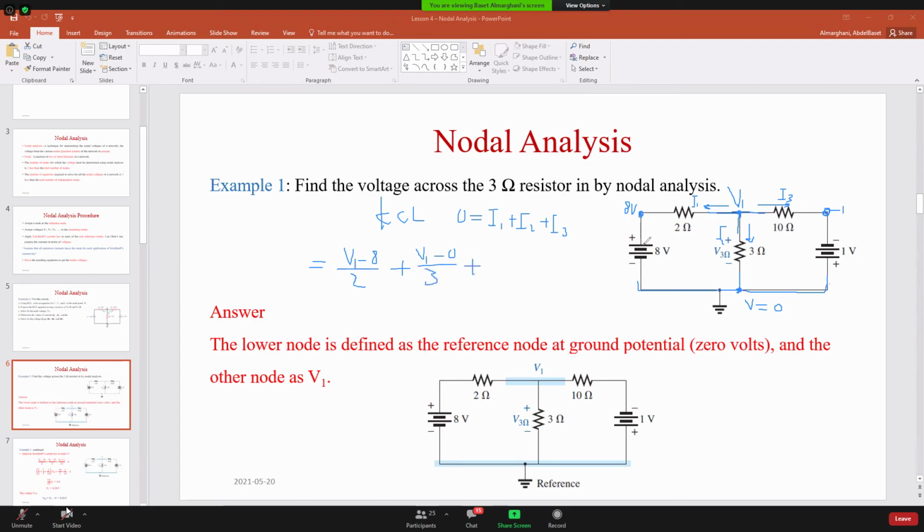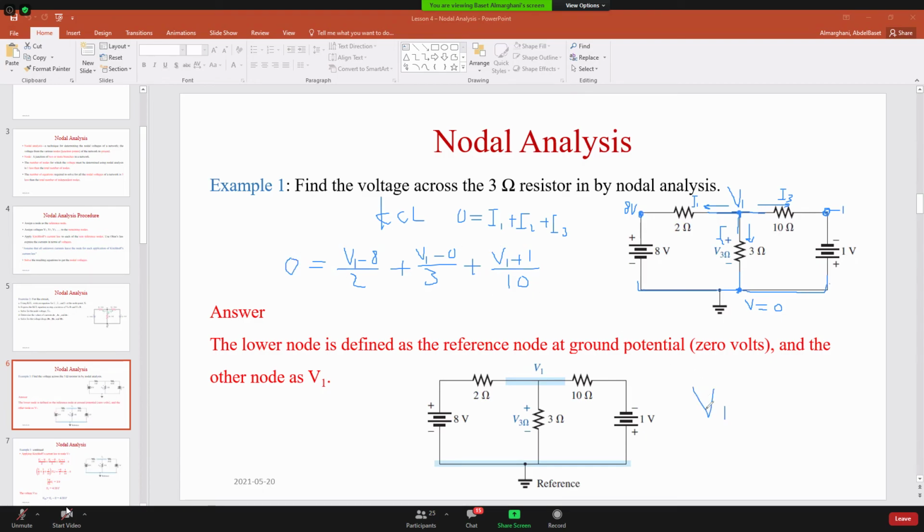Then the third one, V1 minus 1, so V1 plus 1 divided by 10. Current, current, and current. Voltage divided by resistance is current. This equation, you solve it, you're going to find V1.